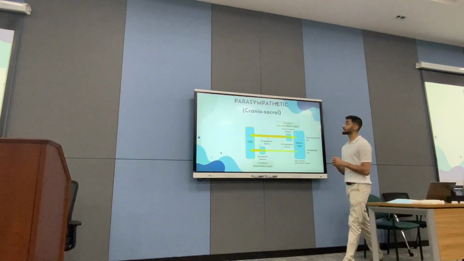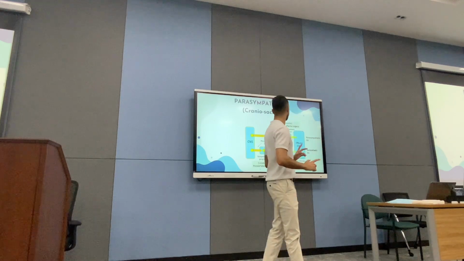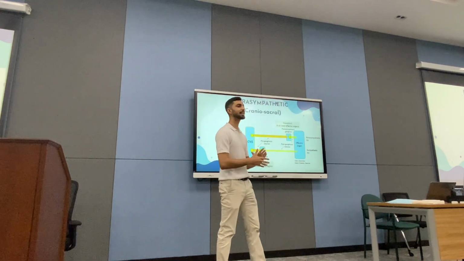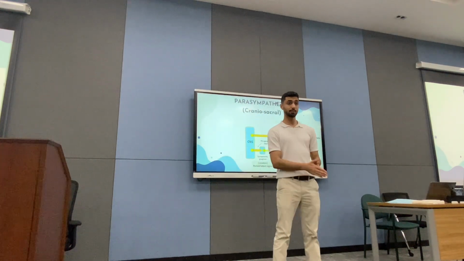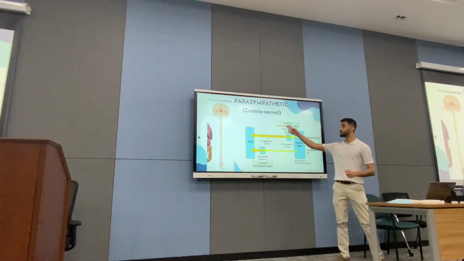Now moving into the parasympathetic. Everything clear with the sympathetic innervation? Yes. Now for the parasympathetic innervation, it has another name called the craniosacral. It has a cranial division and it has a sacral division. This is another picture. The brain, the spinal cord.